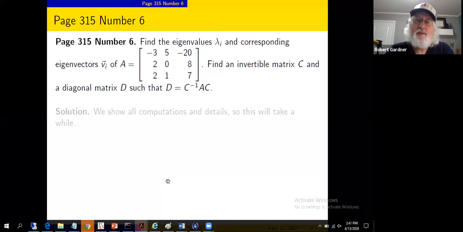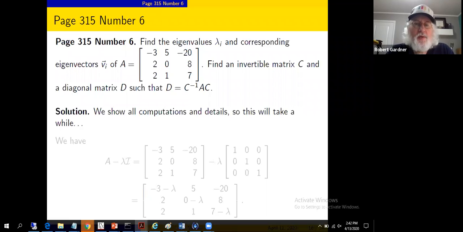Number 6 says, find the eigenvalues and corresponding eigenvectors. This will take a while. This 3x3 matrix. Find an invertible matrix C and a diagonal matrix D, the usual relationship, D equals C inverse AC. If I meticulously read the instructions, they didn't ask us to find C inverse, but they asked us to find everything else. So we won't find C inverse. I know it exists. We've got theory that tells us it's going to exist.